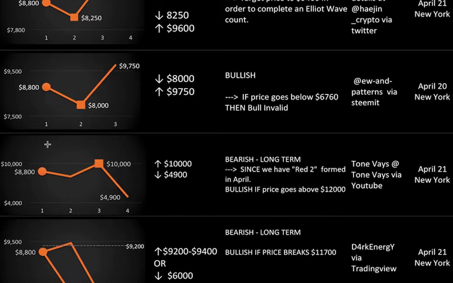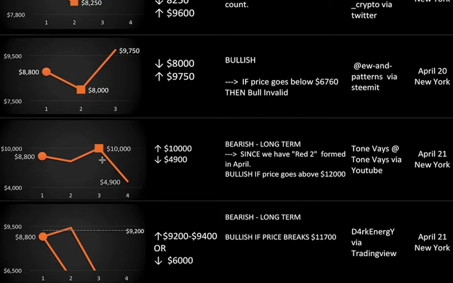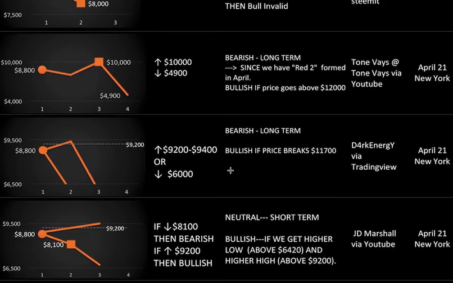So again, we're going into the bears now. He is longer term bear. He still believes the higher frame chart, the monthly and the weekly, is still bearish, unless we break $12,000, as he mentioned in his last video. You can read here, price bullish if price goes above 12,000.